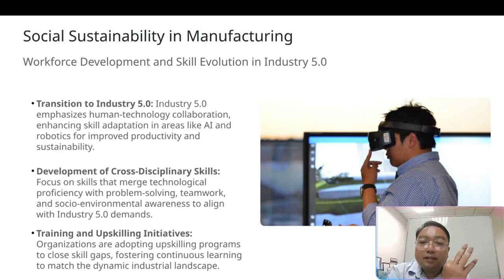So the transition to Industry 5.0 emphasizes human-technology collaboration, enhancing skill adaptation in areas like AI and robotics to improve productivity and sustainability. Development of cross-disciplinary skills focuses on skills that merge technological proficiency with problem solving, teamwork, and social and environmental awareness. And in training and upskilling initiatives, organizations are adopting upskilling programs to close gaps, fostering continuous learning to match the industrial landscape. So this is important.